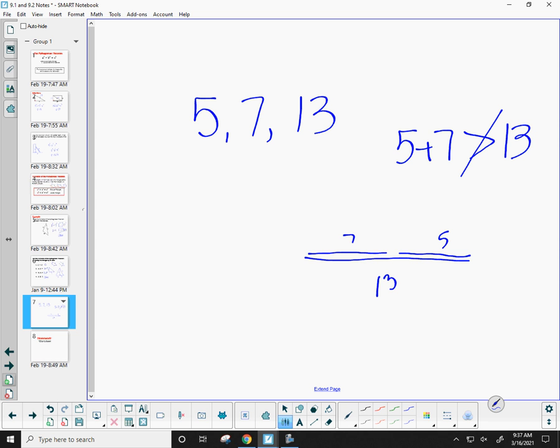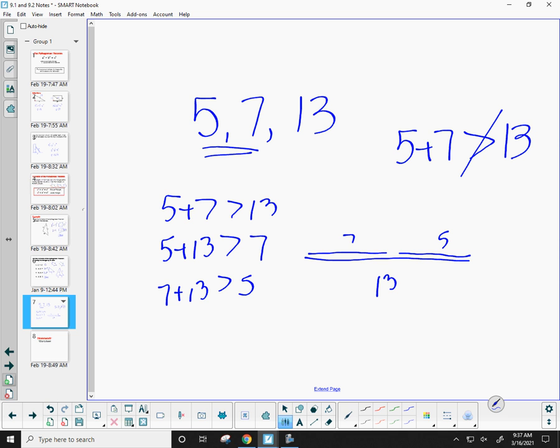But we figure out you really only have to check the smallest two sides. So remember, we said that 5 plus 7 has to be greater than 13, 5 plus 13 has to be greater than 7, and then 7 plus 13 has to be greater than 5. We said that 13 is automatically bigger than the other two sides because it's the largest side. So really, we only need to check the smallest two sides. We have to make sure that they are greater than the third side. Up on triangle inequalities.